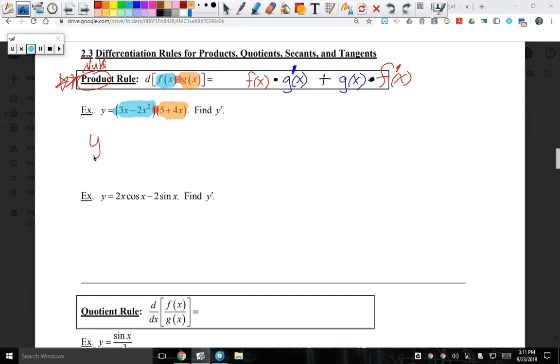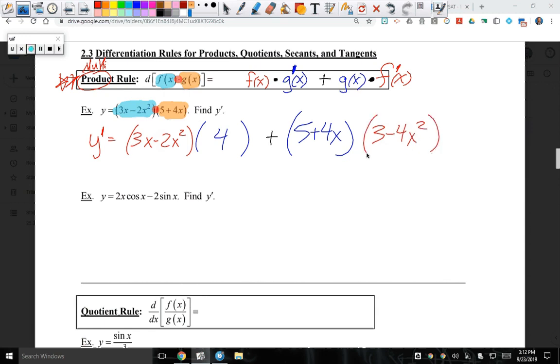So here we go. y prime is equal to the first times the derivative of the second. Can you tell me what the derivative of the second is right here? 4. Plus the second in its normal state times the derivative of the first. What's the derivative of the first, guys? Negative 4x plus 3, but let's keep it in order. Just 3 minus, yeah. Right now, this is my answer.